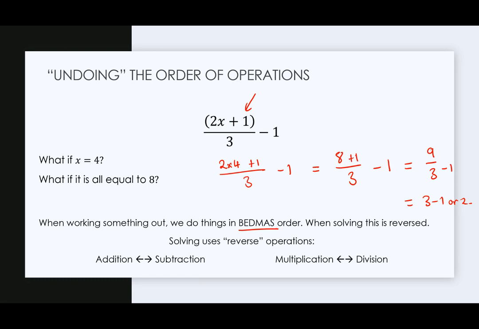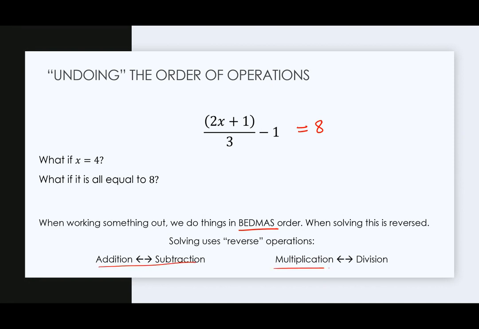Now where solving comes in is that we do this in the reverse order. So let's try this again. But what if this whole thing was now equal to 8? How would we figure out what that value of x is? And that's the process of solving. How do we figure it out? Well, we need to do things in reverse order. But not only that, we need to also remember that addition is the opposite of subtraction, and multiplication is the opposite of division. So whenever we undo these things, we need to do them in reverse order, but also with the reverse operation.